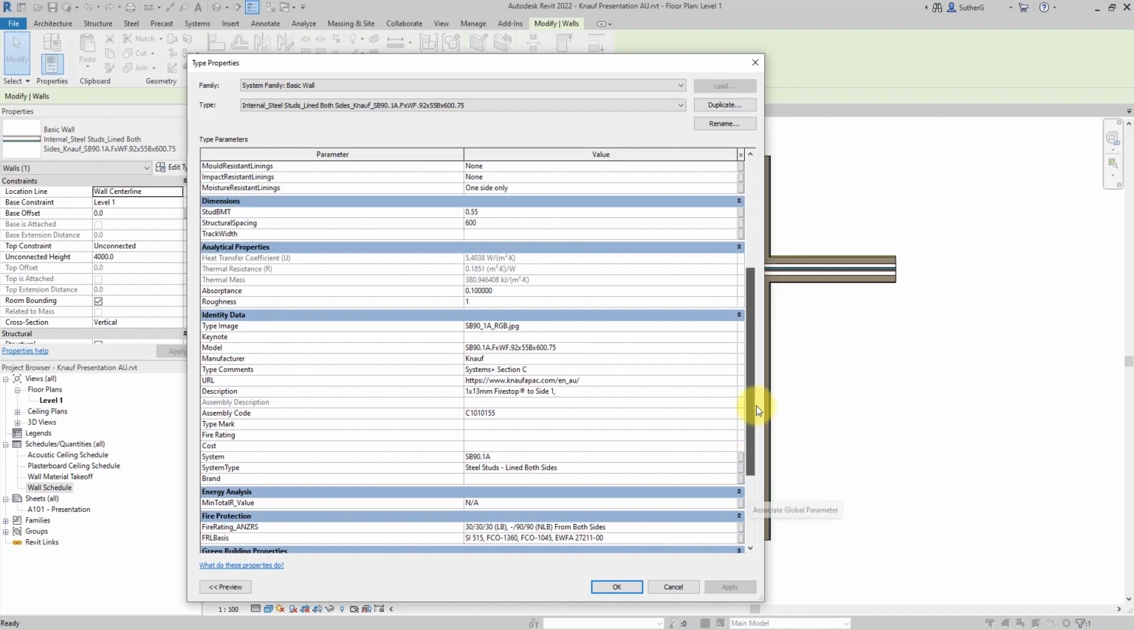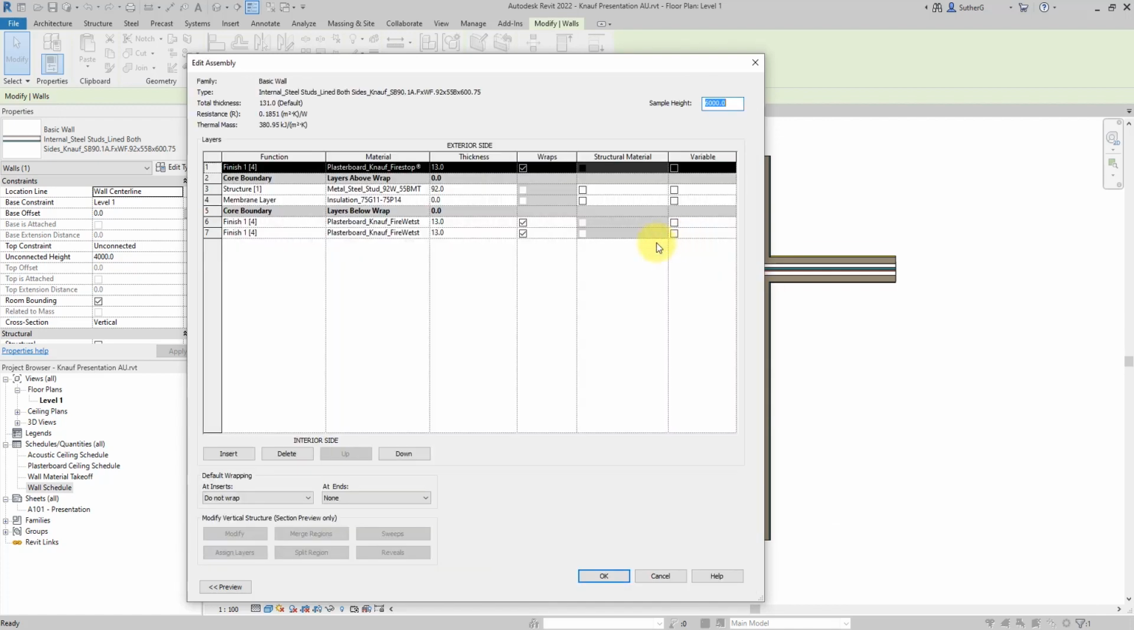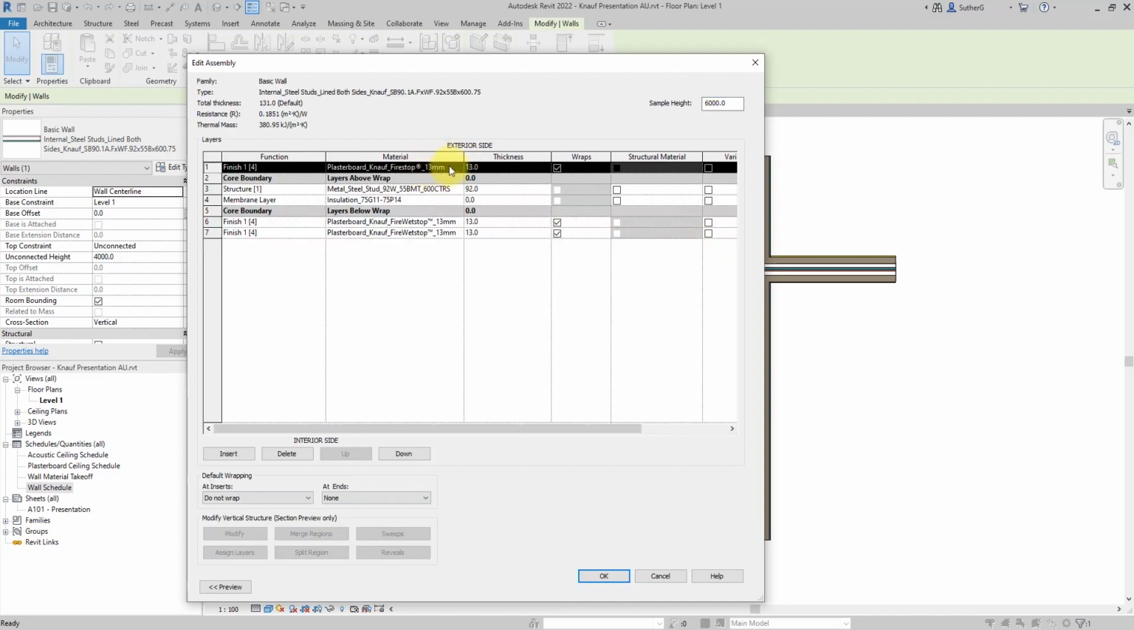Now let's have a look at this wall structure. The first thing we notice is that the thickness of all lining materials is repeated in the name of the material used. This crucial feature becomes important in material takeoffs, as we'll see later in this video.